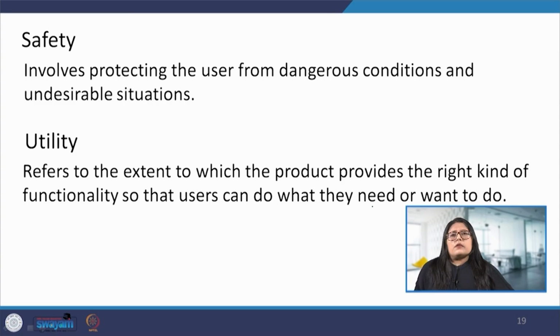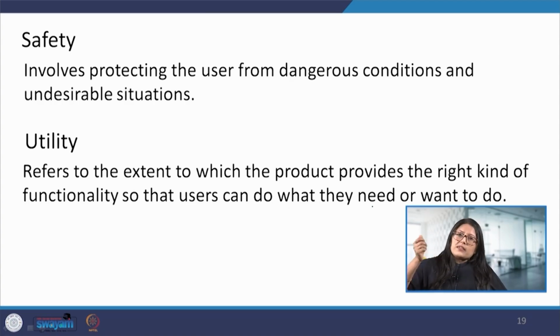Utility is the extent to which the product provides the right kind of functionality so that users can do what they need or want to do. Is it a utilitarian product or not? Does it provide an appropriate set of functions that will enable users to carry out all of their tasks? So, for example, if I am used to making sketches on a notebook, but now I am upgrading to, say, a digital platform.